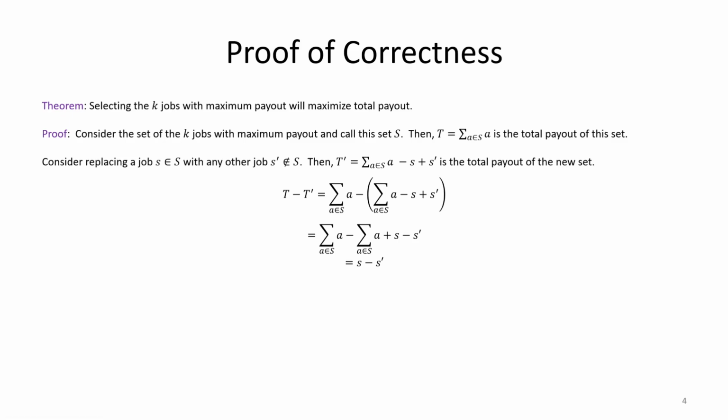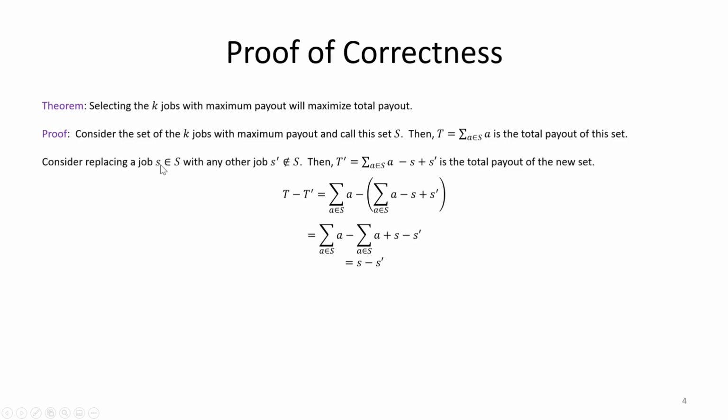Although let's be very careful here because there's a very special edge case that we need to consider, which is it's possible that all of our jobs have the exact same payout. And if they do, it doesn't matter which set of k jobs you pick, all sets of k jobs have the same payout. So it's possible that these two jobs have the same payout, remember? In that case, t minus t prime would be 0 because s minus s prime is 0. But those are the things we want to consider.